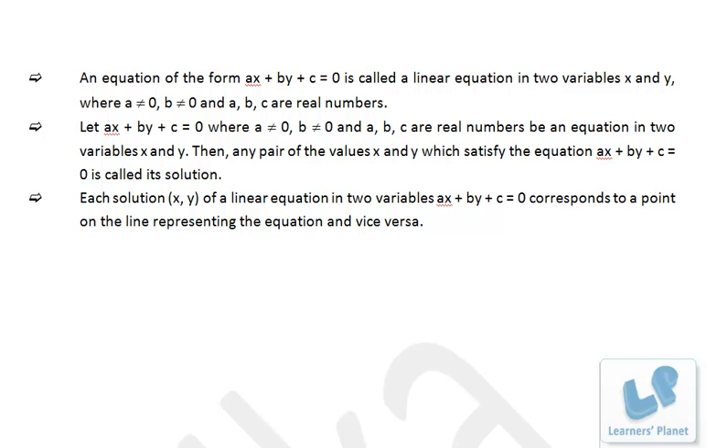So an equation of the form ax plus by plus c is called a linear equation in two variables. Here the variables are x and y, and a should not be equal to 0, b should not be equal to 0, right? ax plus by plus c is equal to 0. a, b, c should be real numbers and a and b should not be equal to 0, right?